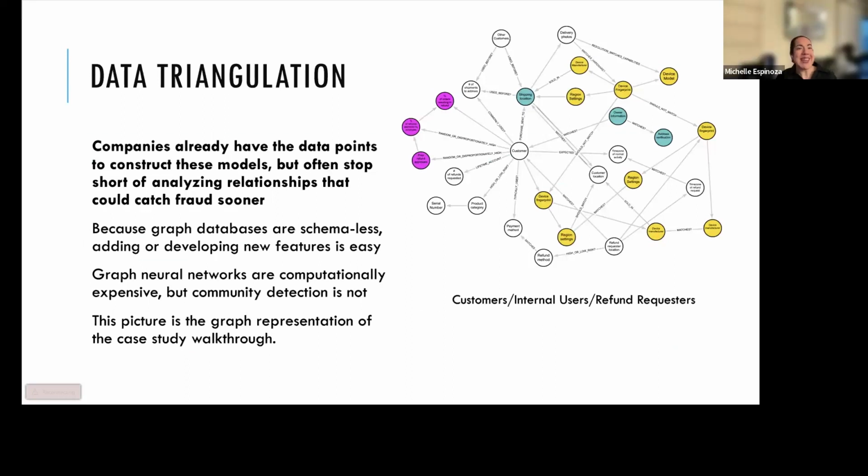So I'll go ahead and repeat this piece again. Just to reiterate, companies already have these data points to construct these models, but they often stop short of analyzing the relationships that could catch this type of fraud sooner. Because graph databases are schemaless, adding or developing new features is really easy. Graph neural networks are computationally expensive, but community detection is not. Community detection are the algorithms that you would use to identify this type of activity within these graphs once you have them set up. And again, the picture of this graph is a representation of the case study walkthrough.